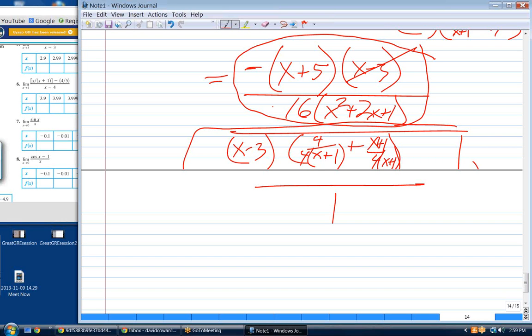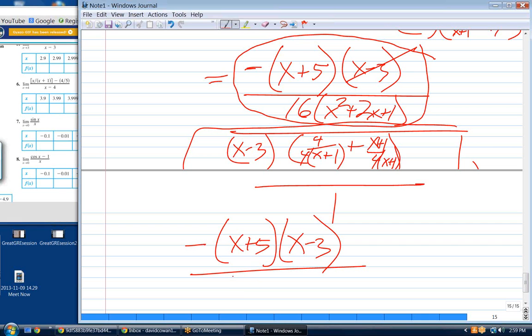Okay, so let's rewrite exactly what we have here. I have minus x plus 5. Oh, we better use that x minus 3 before I get confused with it. And we're going to have that divided by this. And instead of dividing, I'm going to multiply by the reciprocal of this.